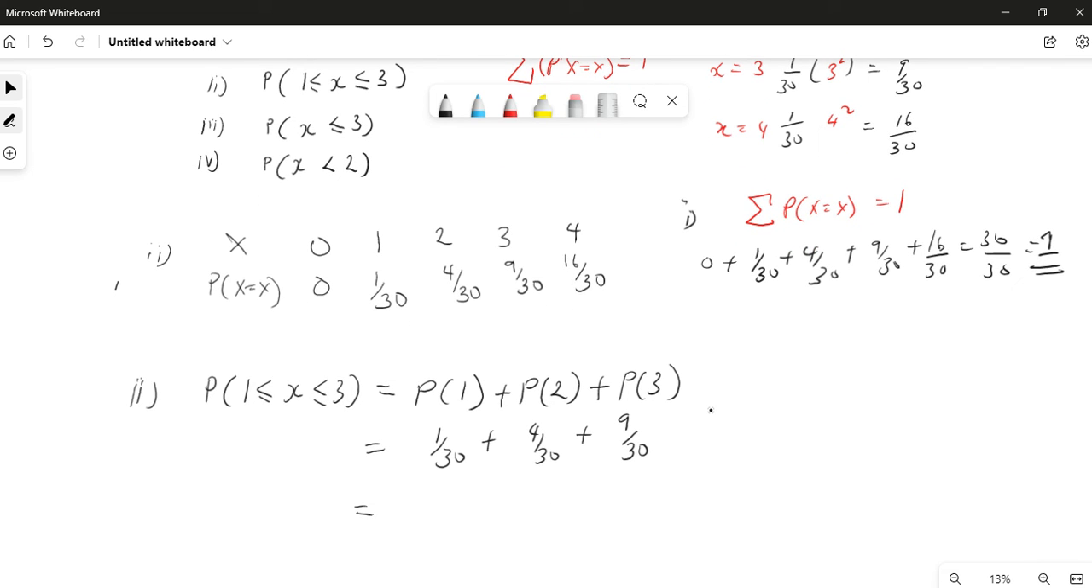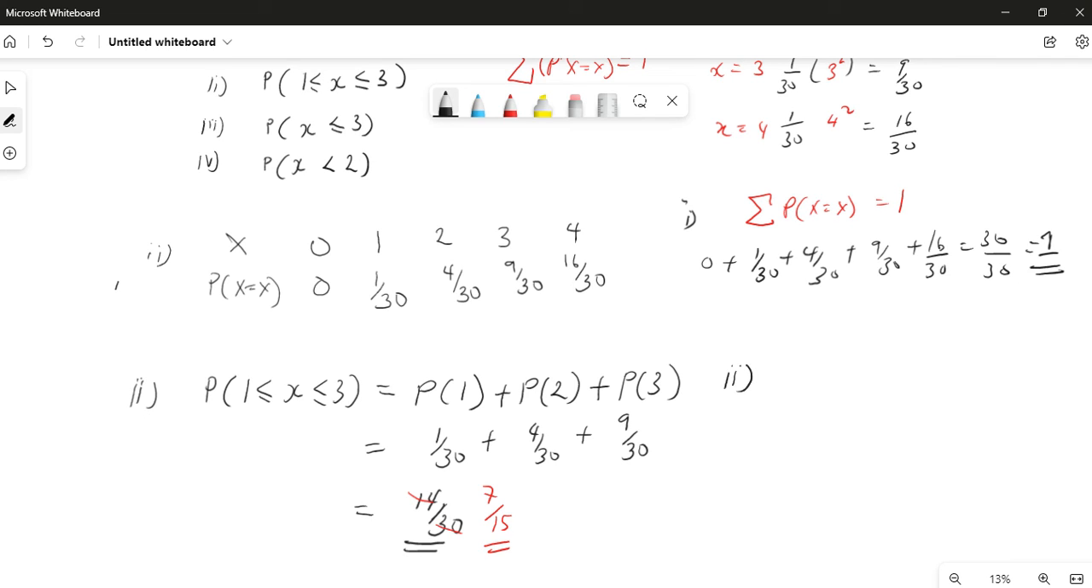So we can add up. All right. 9 plus 1, that's 10. So we get 14 over 30. So that is our probability. 14 over 30. We can even simplify this fraction. 2 divided into 14 is 7. 2 divided into 30 is 15. So we can simplify it to 7 over 15.